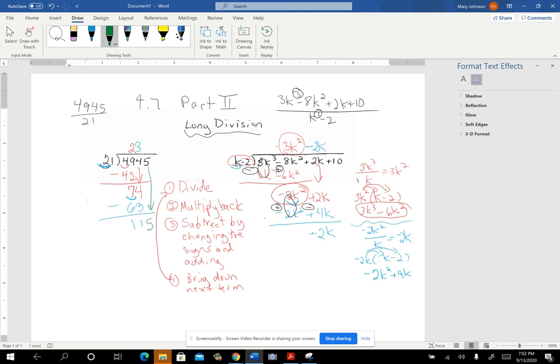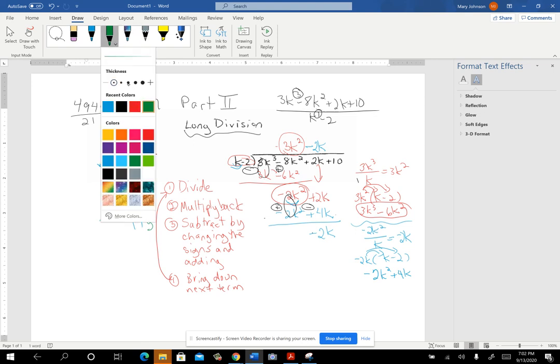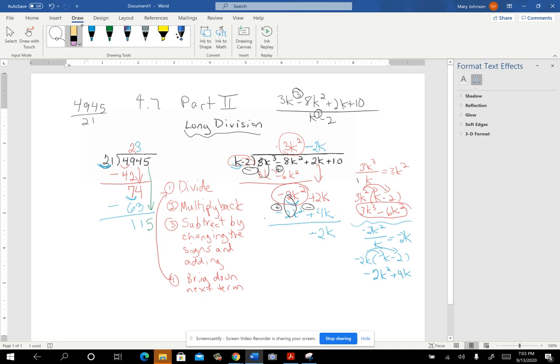Okay, I guess I would, let me not change it quite yet so it matches what I was doing before. So let me go back and keep that blue for just a little bit longer. I'm going to bring down the 5. And over here, I'm going to bring down the next term, which is 10. Okay. And then I go and I try to divide again.